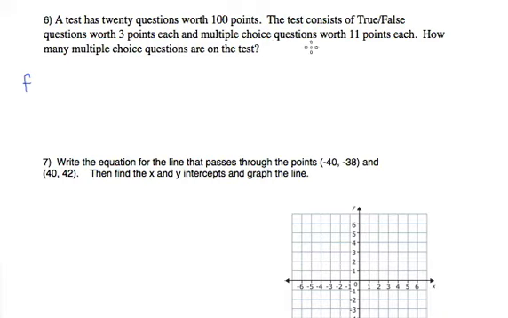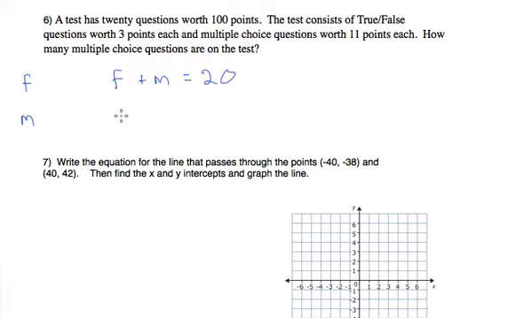And multiple choice questions worth 11 points each, let's call those M. So how many true-false questions do we have? How many multiple choice questions do we have? F stands for the number of true-false, and M stands for the number of multiple choice. So a test has 20 questions. Well, the number of true and false questions plus the number of multiple choice questions equals 20 questions.